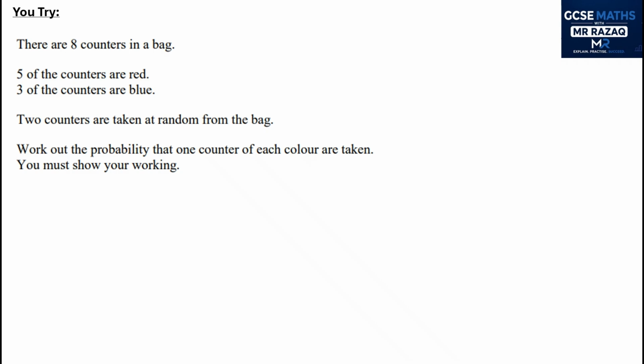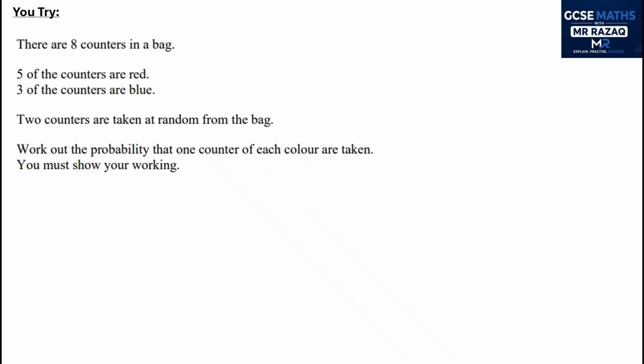Hopefully by now you have attempted this question, so let's go through this together. There are 8 counters in a bag. 5 of the counters are red, 3 of the counters are blue. 2 counters are taken at random from the bag. Work out the probability that 1 counter of each color is taken. You must show your working.